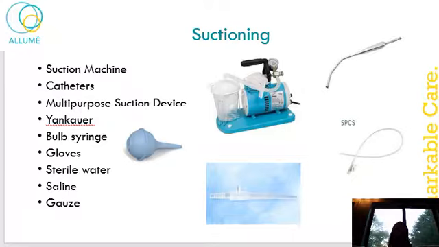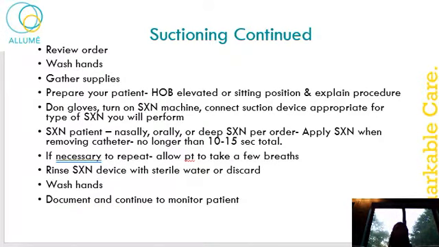So the equipment you would usually need are the suction machine, the catheters, a multi-purpose suction device, which is the bulb syringe, a Yankauer, gloves, sterile water, saline, and gauze. To suction using the suction machine, you must review your order, wash your hands, gather your supplies, and prepare your patient. Head of the bed should be elevated or they should be in a sitting position, and you should always explain anything that you're doing with your patient before proceeding with the procedure.